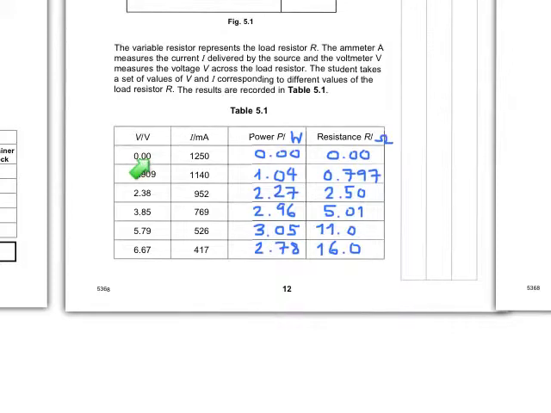What we've done is for power, it is V times I. Now just notice there milliamps, so this is 1.25. If we multiply 0 by either way, it would be 0. But for the rest of them here, it's always these values divided by 1,000 to get it just into amps. So 1.14 all the way down. So that's where we get these numbers from.